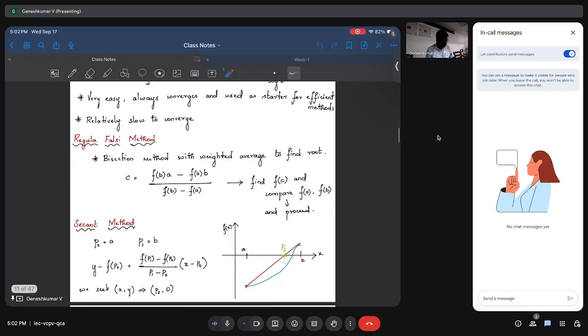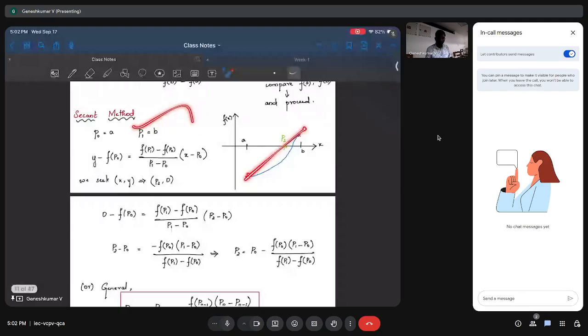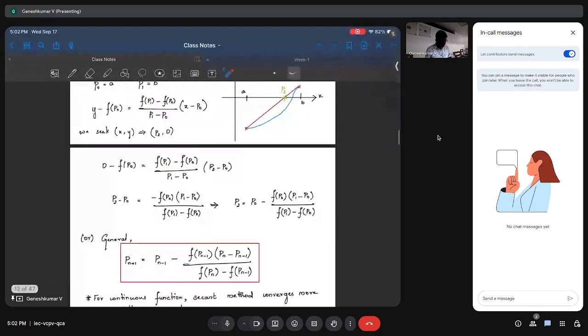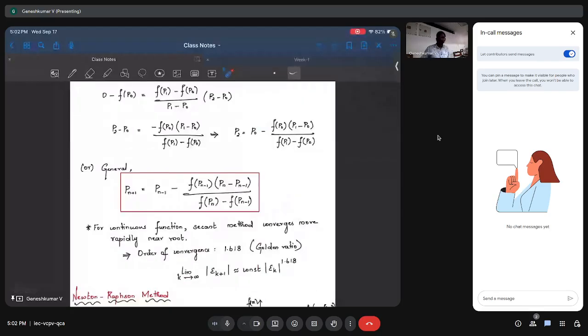In the secant method, we draw a line, find P0, P2, and then we apply this logic, and then finally we will get the root this way. So these are all one way. Once you are given an interval containing the root, then you can use these. The most efficient way is to use the Newton-Raphson method.